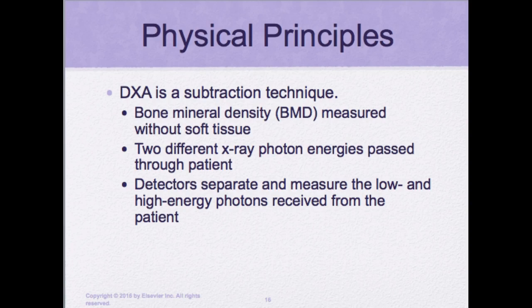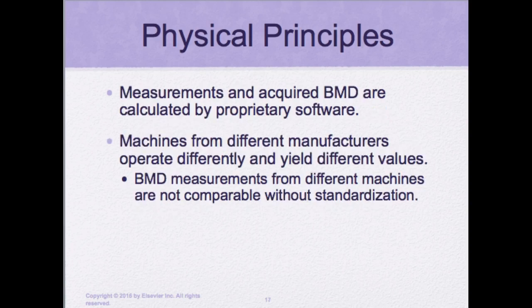So the physical principles. DXA is a subtraction technique, so the bone mineral density is measured without soft tissue. Two different X-ray photon energies pass through the patient. Detectors separate and measure the low and high energy photons received from the patient. The measurements are acquired and BMD is calculated by software.